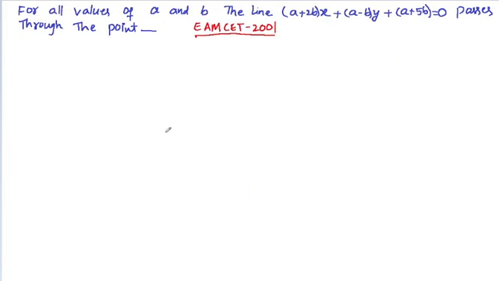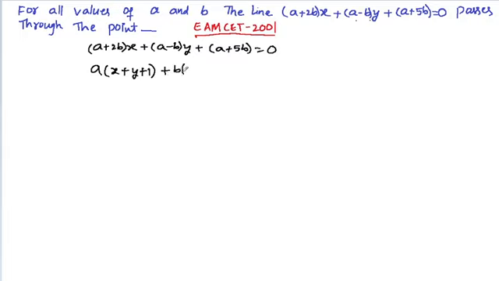For all values of small a and small b, the line (a plus 2b) x plus (a minus b) y plus (a plus 5b) is equal to 0 passes through the point ___. Here the given line is (a plus 2b) x plus (a minus b) y plus (a plus 5b) is equal to 0. Take a common, that is x plus y plus 1, and take b common, that is 2x minus y plus 5 is equal to 0.